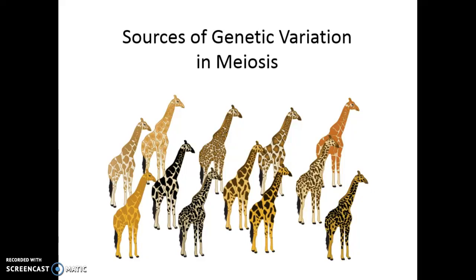So in this lesson, we're going to be focusing on how we get all of the different types of genetic variants that we find as a result of sexual reproduction. So what exactly happens during meiosis to make it so that we end up with different combinations of genes in offspring produced through the process of sexual reproduction?